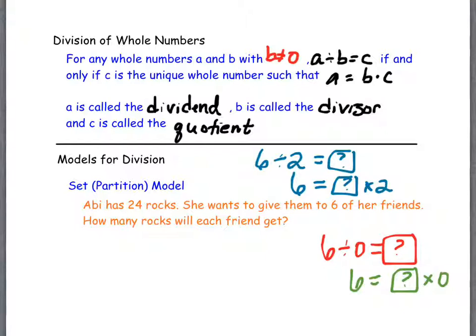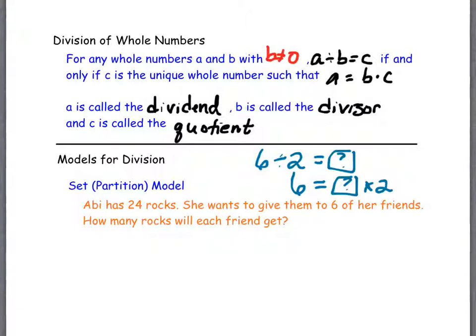Okay, so I want to show you some models for division. Do these say models for division on your paper? At one point I had a typo in my notes, and I guess I got it fixed. Good. All right, so let me erase this down here. We have the set partition model. There are 2 set models. The set partition model looks something like this.